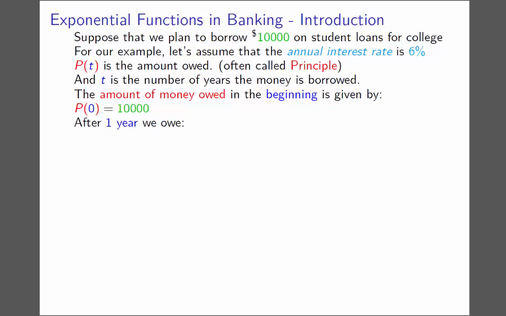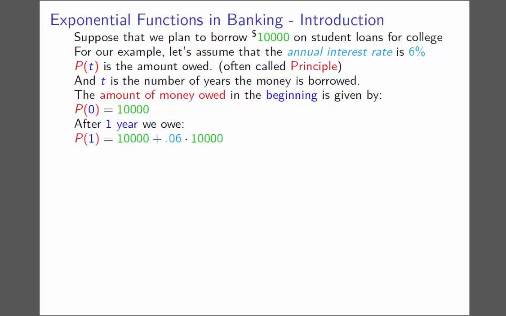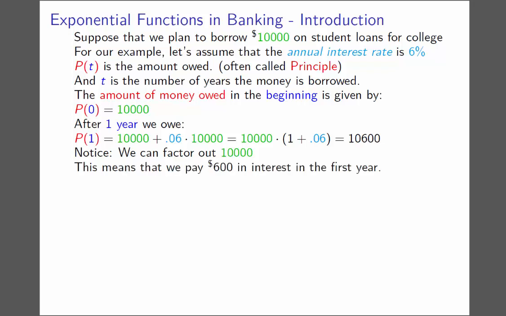Now, the amount we owe after 1 year is the original 10,000 plus 6%, or 0.06, times the 10,000 in interest. Notice here that we can factor out 10,000 and write this as 10,000 times (1 plus 0.06). In computing this, we get $10,600, which means that we paid $600 in interest in the first year.